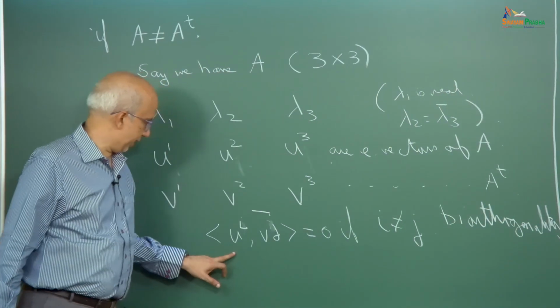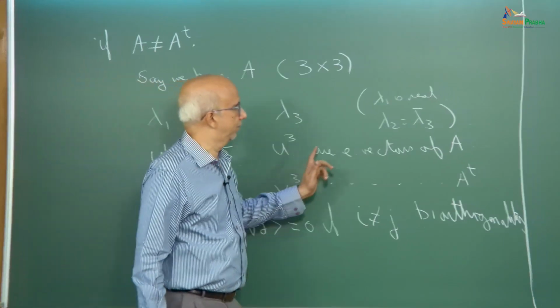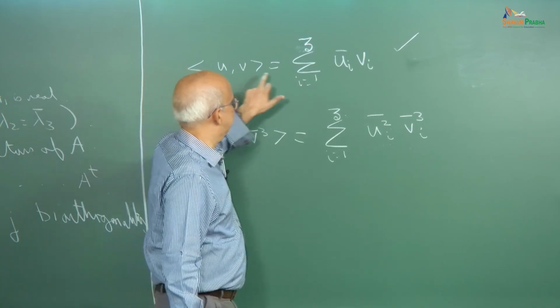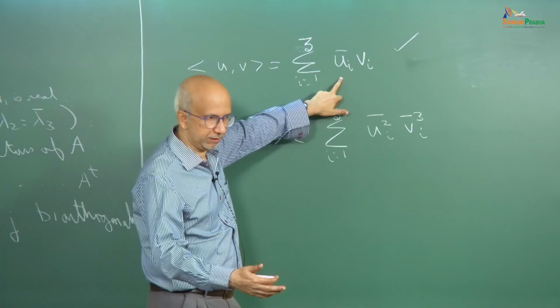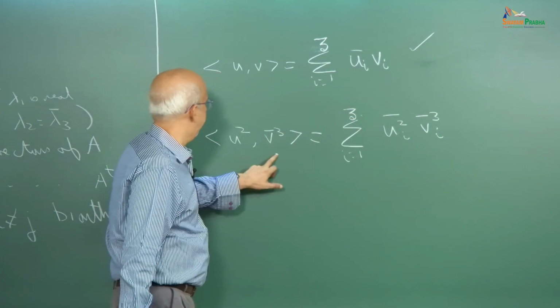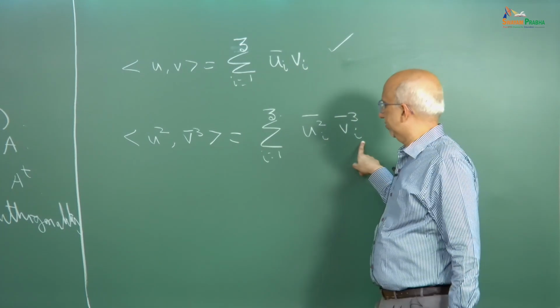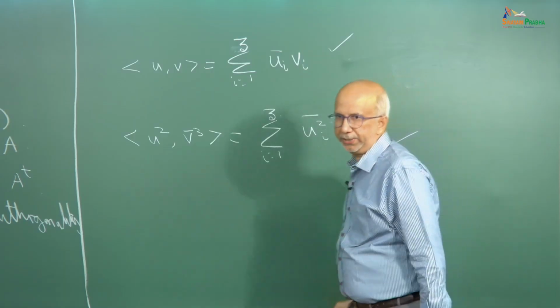You take ui and find the inner product with Vj bar. So the way the inner product is defined is by complex conjugating the first vector's coordinates, because we are working in the complex space. This is not complex conjugated, this is as it is, and this is complex conjugated, you get this. Okay.